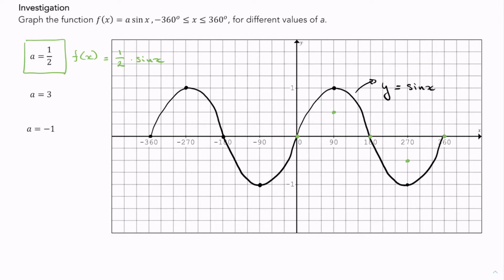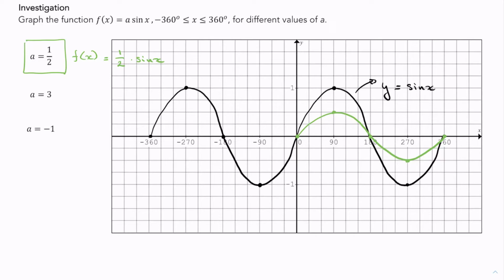So what do I have? Well, if you connect these dots with a smooth curve, you have a sine curve which has been compressed vertically by a factor of 1/2.